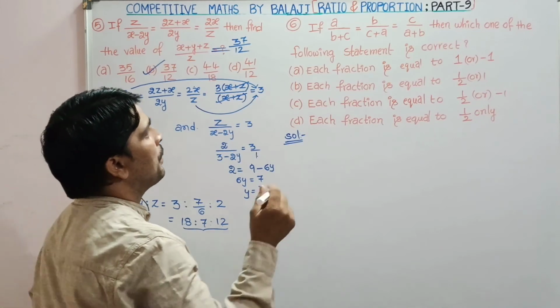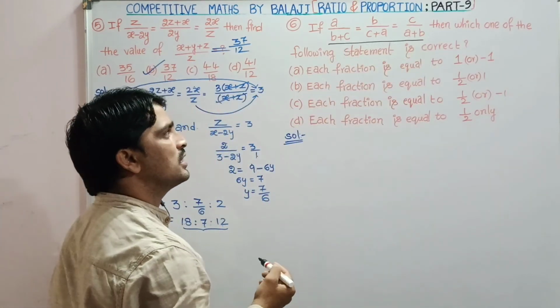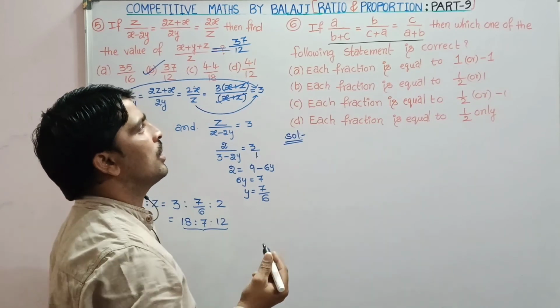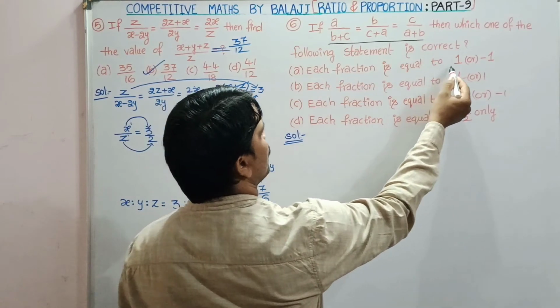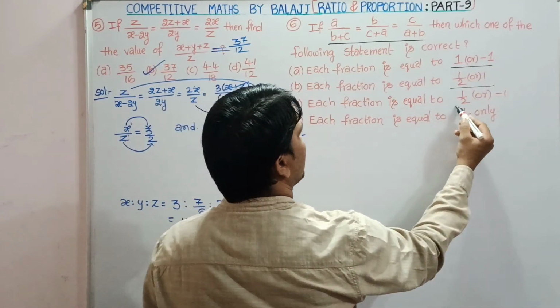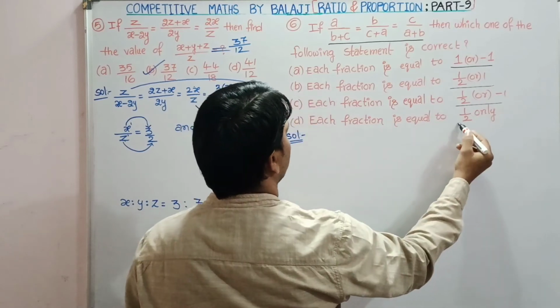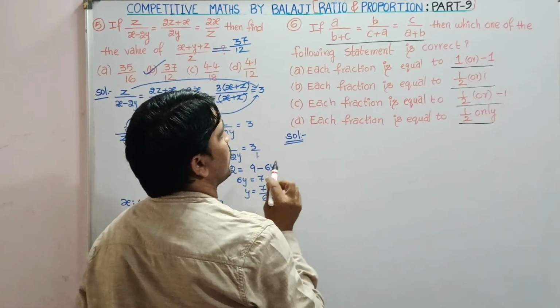If a by b plus c equals b by c plus a equals c by a plus b, then which one of the following statements is correct? Each fraction is equal to 1 or minus 1; or equal to 1 by 2 or 1; or equal to 1 by 2 or minus 1; and each fraction is equal to 1 by 2 only. Let us see the solution.